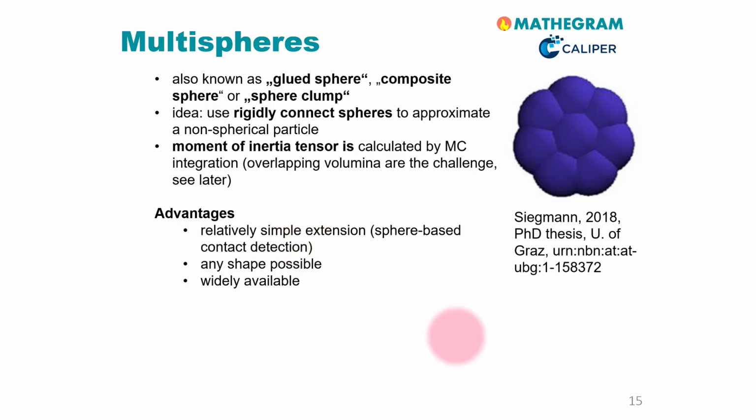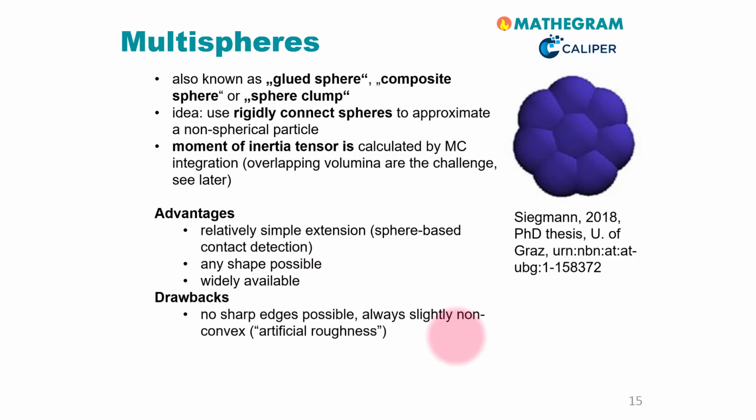As always, there are also drawbacks. And the first is that it's impossible to have sharp edges with such a glued sphere approach. Also, there is always a slight non-convexity, so artificial roughness. Non-convex means that if we connect 2 points on the surface of this particle, the line connecting these 2 points will leave the particle.